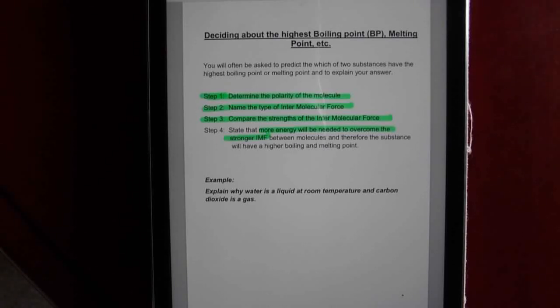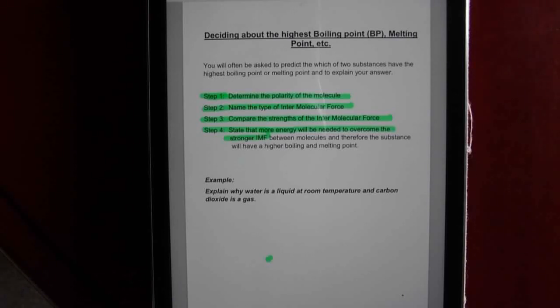If it has stronger intermolecular forces, then it needs more energy to overcome these stronger intermolecular forces. And more energy needed means I'm going to have a higher boiling point, or a higher melting point. Just read the question and see which one they are asking about.